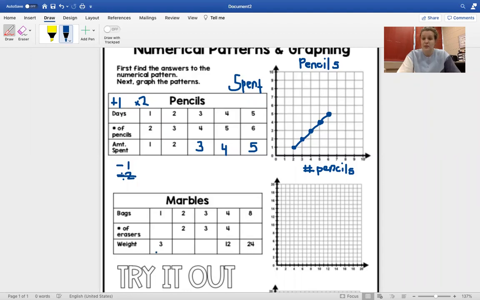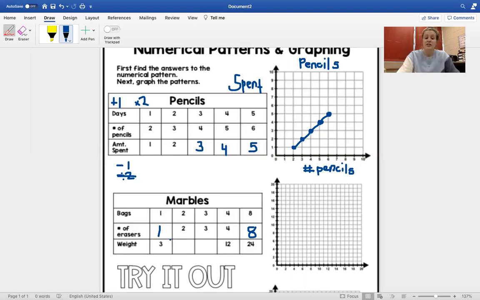But we're missing some points, so we first have to figure those out. One bag has how many erasers? We're not sure. So we need to look at the 2, 3, and 4 to be able to figure out the 1 and the 8. So we go from 2 to 2. Then we go from 3 to 3. We're not changing any, right? So the number of bags is the same as the number of erasers. So one bag is one eraser, and 8 bags would be 8 erasers. Our rule there is we didn't really change, right? You could have divided by 1 or multiplied by 1 if you need a rule, but the number's not changing.